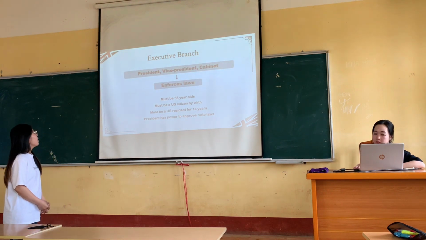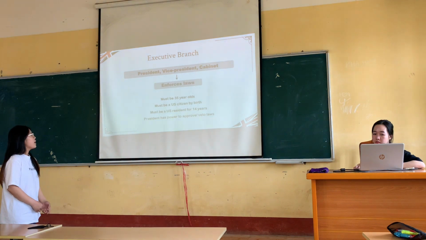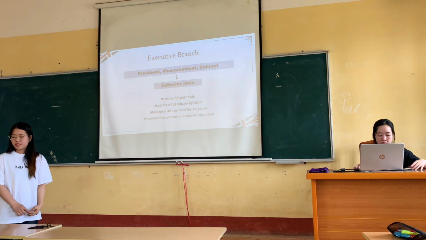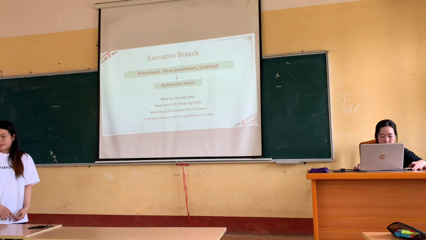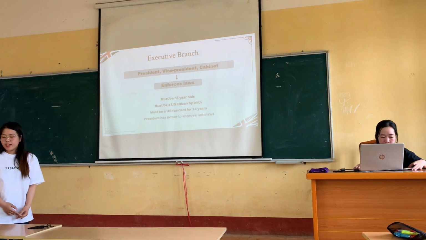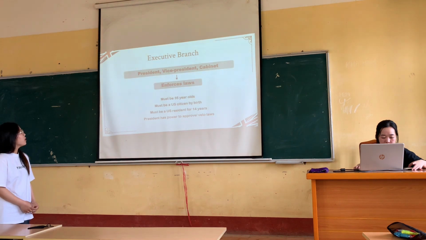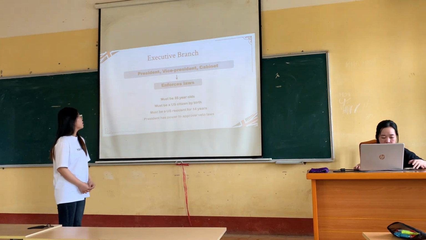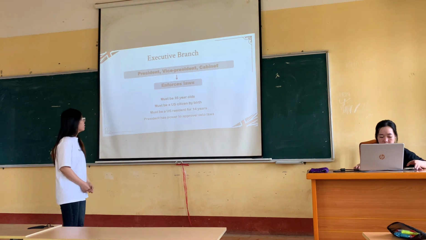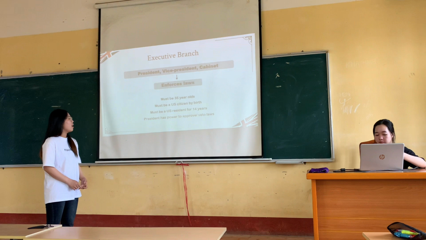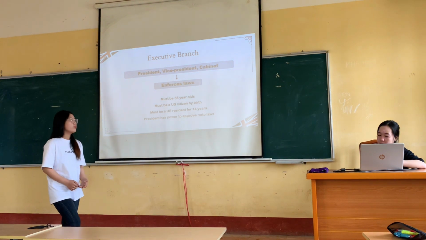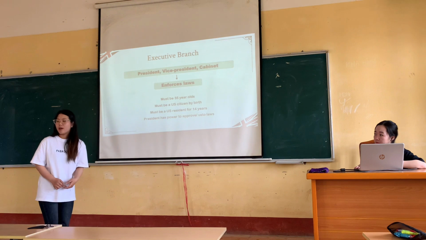The head of the executive is the president, vice president, and cabinet. The mission of the agency is to enforce the law. There are some requirements for the executive. Must be 35 years old. Must be a U.S. citizen by birth. Must be a U.S. resident for 14 years. And the president has the power to veto laws.